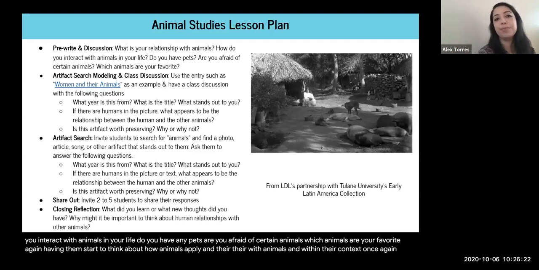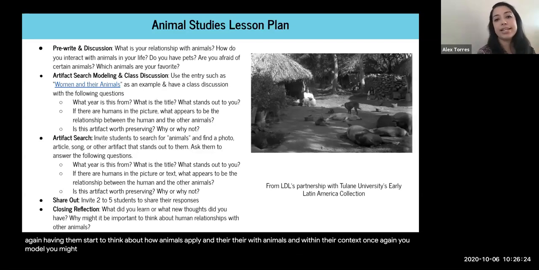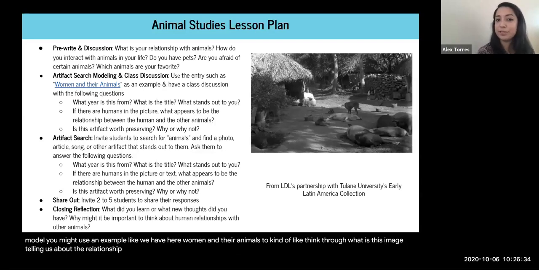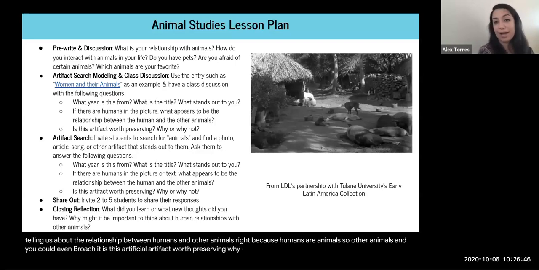Once again, you model, you might use an example like we have here, women and their animals, to think through, what is this image telling us about the relationship between humans and other animals, right? Because humans are animals, so other animals. And you could even broach, is this artifact worth preserving, why or why not?